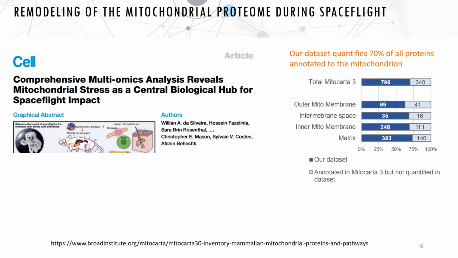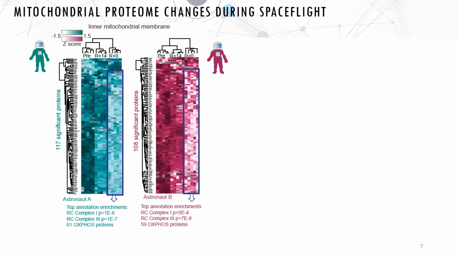And of those, we have quantified around 800. So we are reasoning on 70% of the mitochondrial proteome quantified here. As you can see, we have a good coverage of different compartments here. So I will show you data on the inner mitochondrial membrane. To see what happens to the inner mitochondrial membrane, we derived the 300 more or less proteins that we quantified that are assigned to the inner mitochondrial membrane.